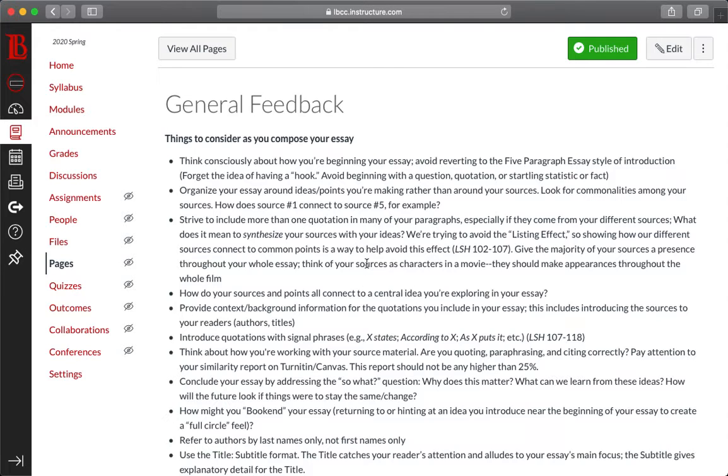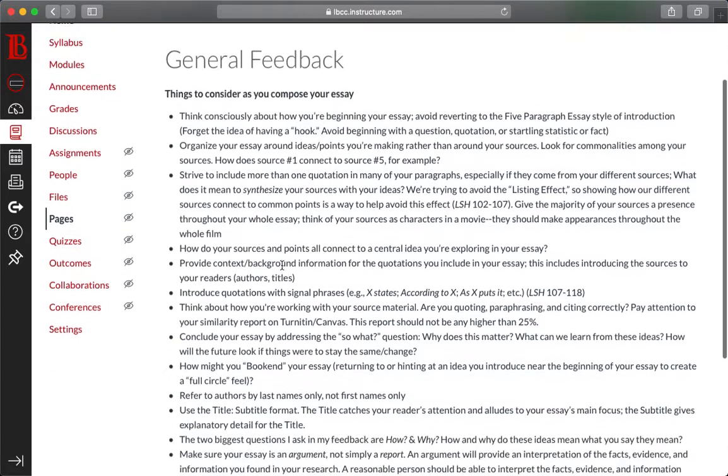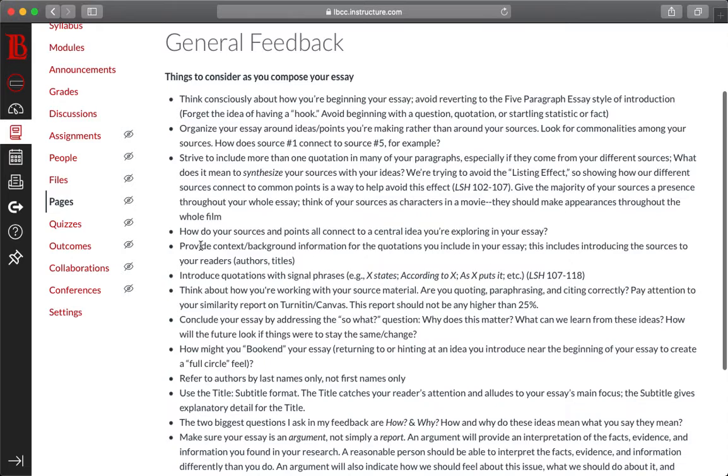But going along with that, you could also think you might have a couple of sources that are your leading characters, maybe major characters, and then you have one or two sources that are minor characters. So maybe the minor characters do only make one or two appearances, but you still want to have a heavy presence throughout with your sources. So think about how your sources and points all connect to a central idea you're exploring. So this is important. Everything should be connected to that main point you're trying to get across, right?